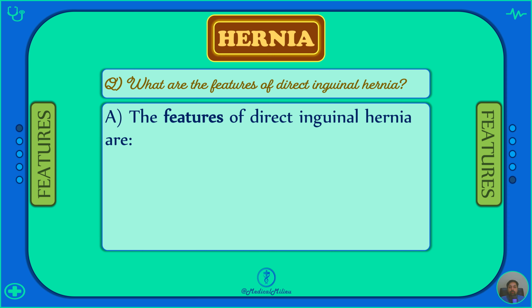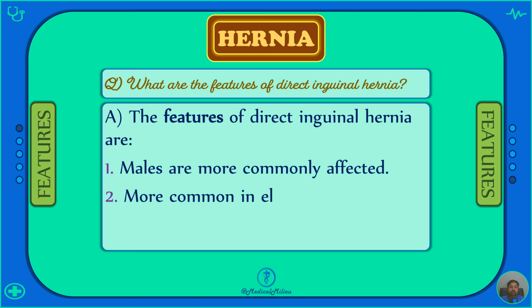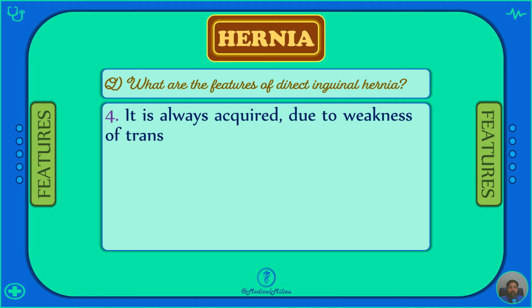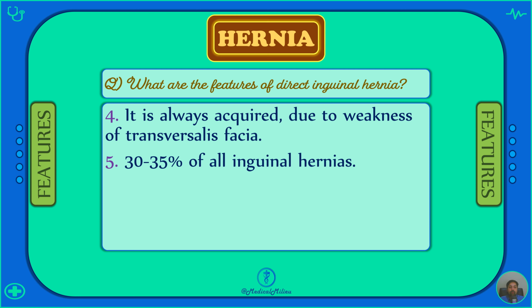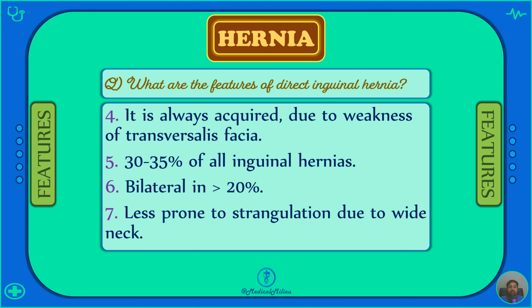The features of direct inguinal hernia are: males are more commonly affected than the females. It is more common in the elderly. There is no side predilection. It is always acquired due to a weakness of the transversalis fascia. It constitutes 30 to 35% of all inguinal hernias. It might be bilateral in 20% of the cases, and it is less prone to strangulation due to wide neck.